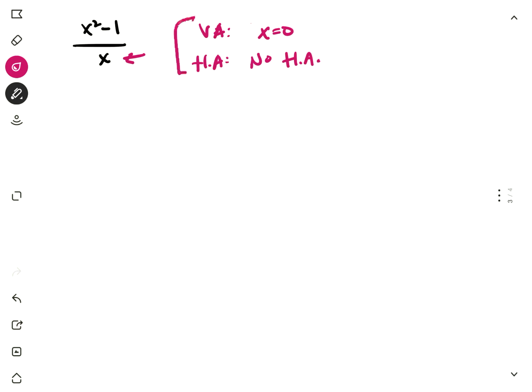Step 2, we're going to find our intercepts. So our x-intercept, we said, comes from the top. What makes that 0? It's going to be x squared minus 1 equals 0, plus 1.